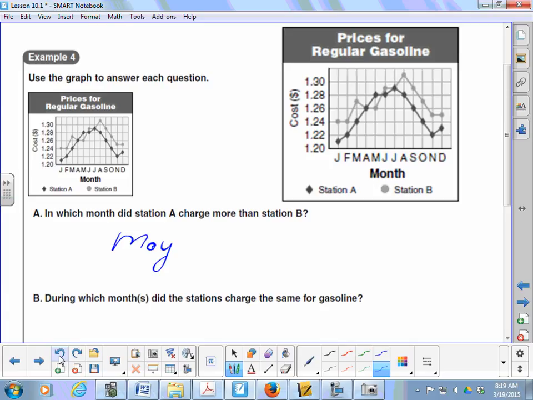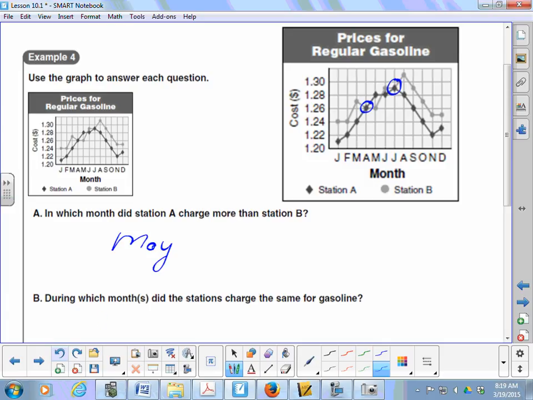Which months are they the same? Which ones? July. All right, so June, July, so that would be here. Okay, anywhere else? No? In April. So in April here. All right, good. Any others?